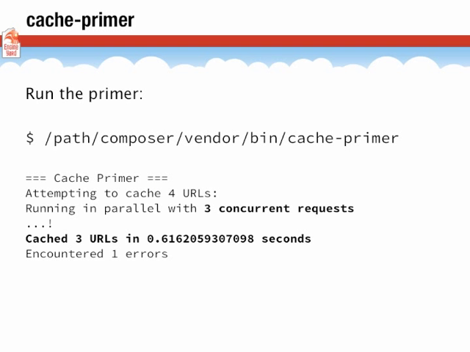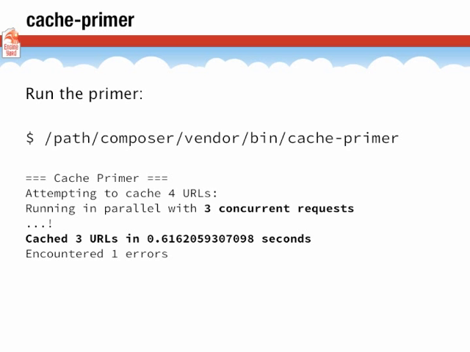Next, because we installed with Composer, the cache primer binary is symlinked into the vendor bin directory. To run the primer, just call the cache primer binary in the same directory as your config.php. As you can see in the output, we are attempting to cache 4 URLs using 3 concurrent requests. We were able to successfully request 3 of our URLs and encountered 1 error in 0.6 seconds.